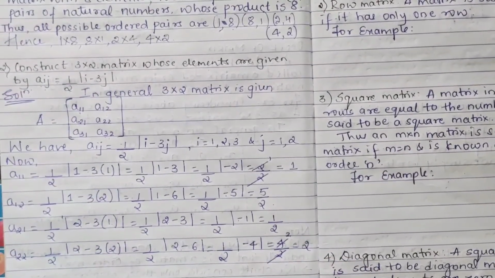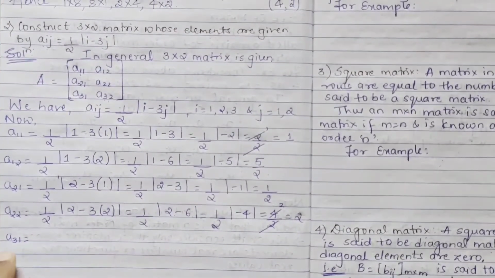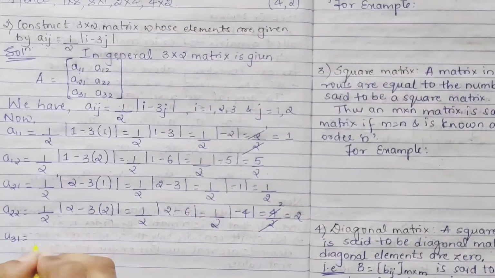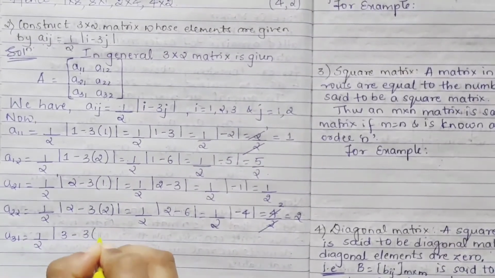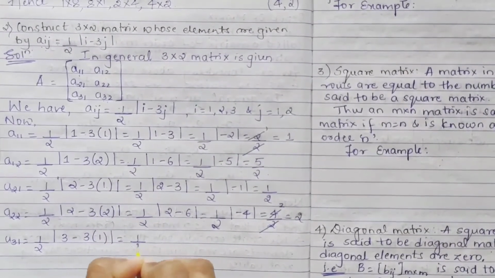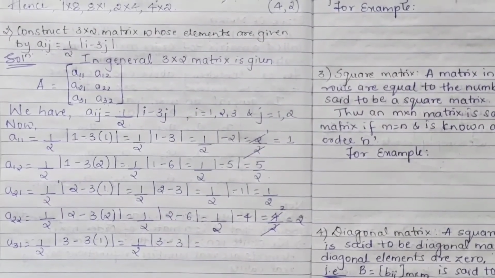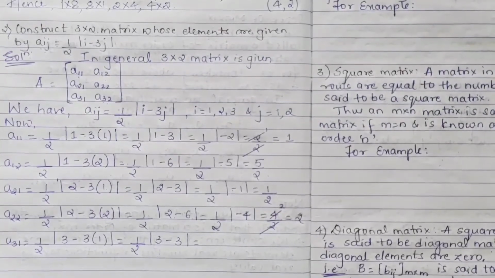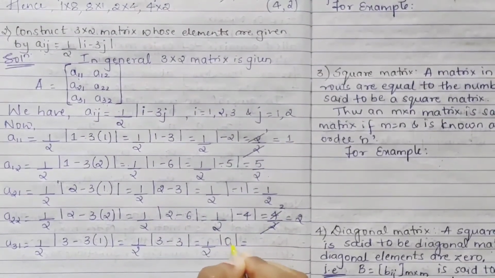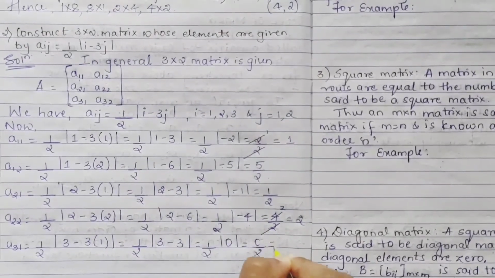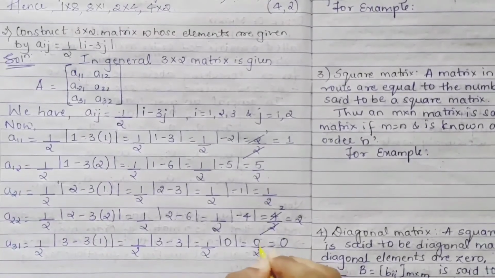Next we have A31. Your I is 3, your j is 1, so we get half of 3 minus 3 into 1. 3 minus 3 is nothing but 0. So you'll get 0 by 2, which is nothing but 0, right?